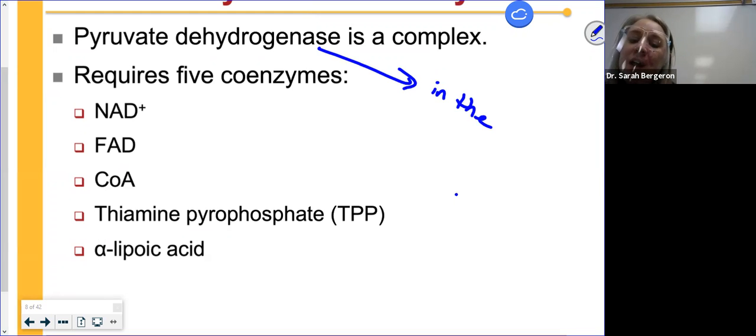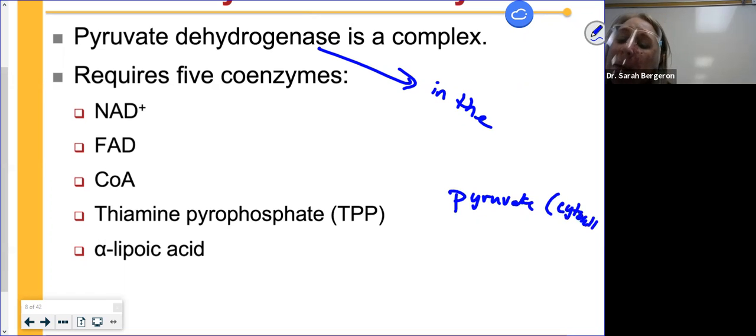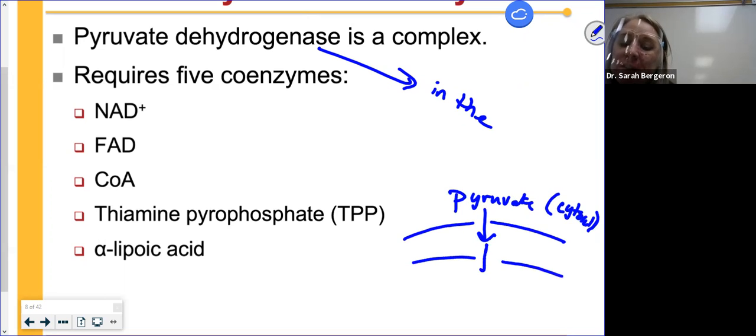So we went through glycolysis, and we have pyruvate in the cytosol. The pyruvate is transported into the mitochondria, right? So we're in the matrix. This is the inner mitochondrial membrane, and this is the outer membrane, right?